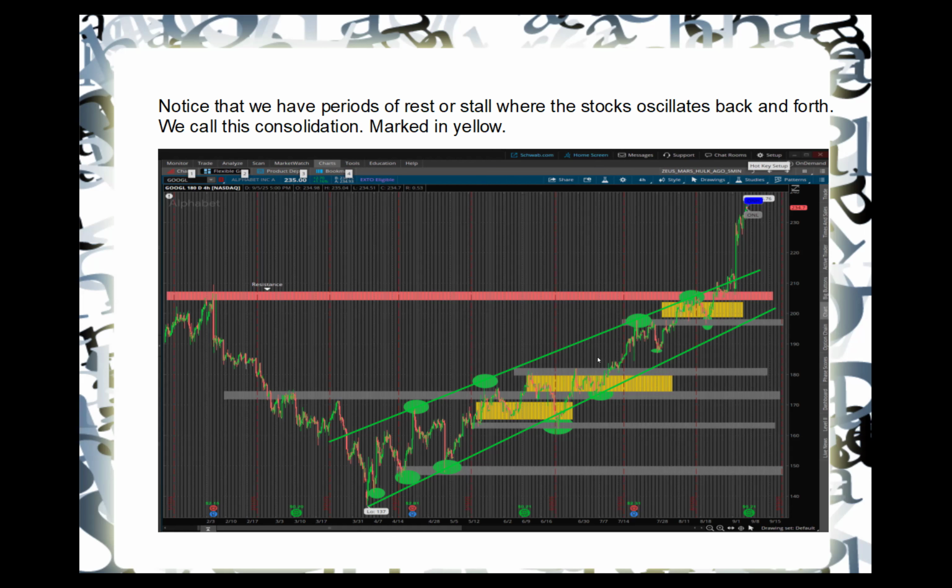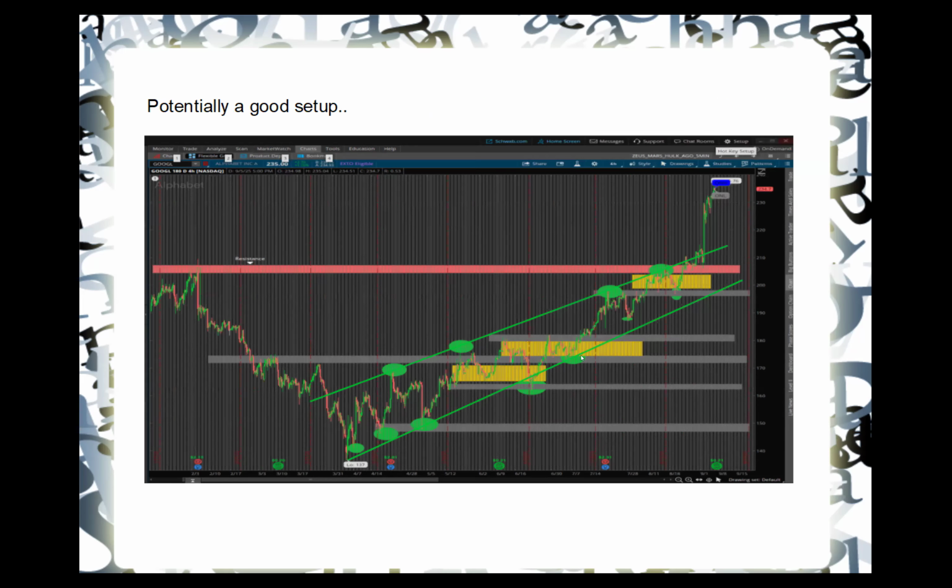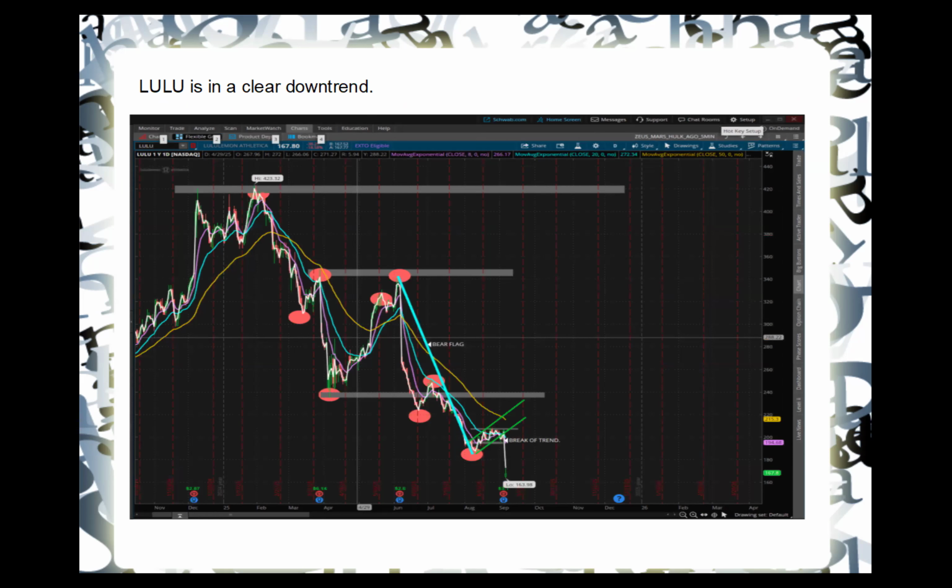And we'll talk about that when we go over the second part of the strategy, which are the scalping strategies. Okay, so this is potentially a good stock to trade as a bullish setup. Now let's take a look at Lulu.